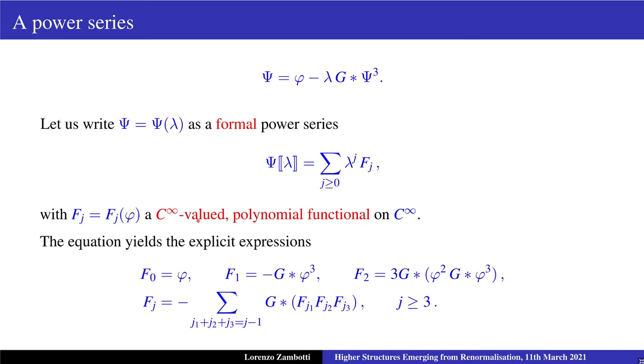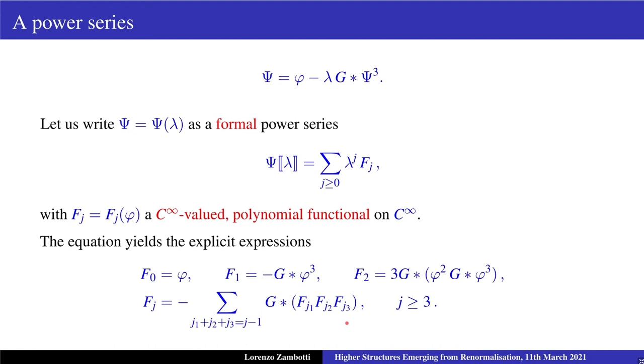f_j takes phi, which is a function, as argument, and takes values also in functions, C-infinity functions. So it's a functional from C-infinity to C-infinity. And it's a polynomial functional, in fact. Why? Because, again, the solution is essentially explicit. So you have F0, which is phi, F1, which is this, F2, which is this, and then you have a general formula. So you see these are polynomials in the parameter phi.